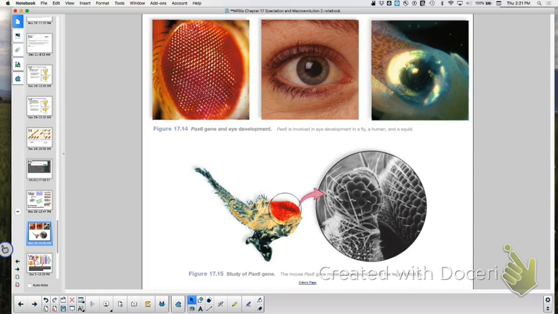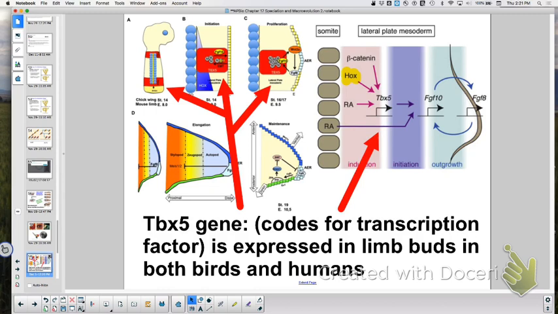Okay? And then this would be slate. And your word, you have all your words. Here you go. TBX5 gene. So this is a transcription factor for limb buds. So we have two legs and two arms. Birds have two legs and they have what instead? Two wings. But their wings and our arms are what? Homologous structures because we share the... That's where it comes from.